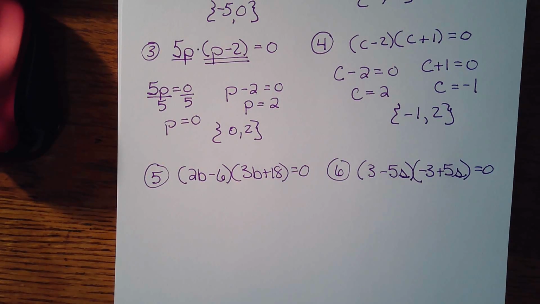Now, I put them both up here so that if you get the pattern, then you can go ahead and get both problems done and then check when you get done. So let's look at number 5. Pretty straightforward. Set each one equal to 0.